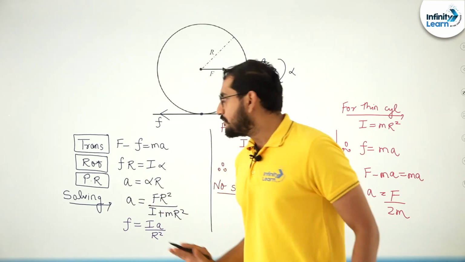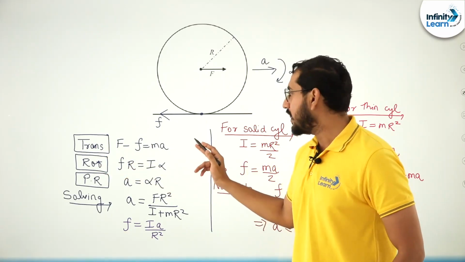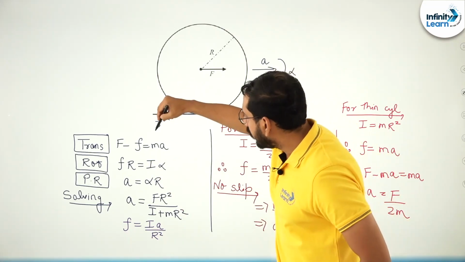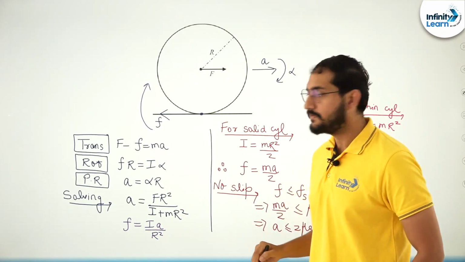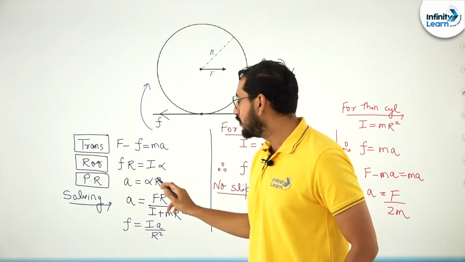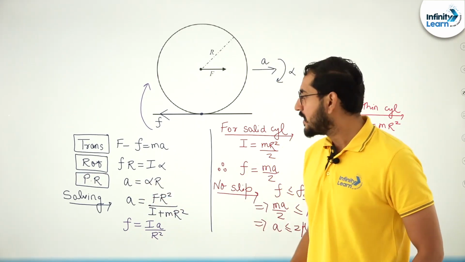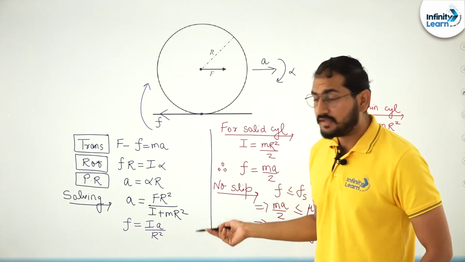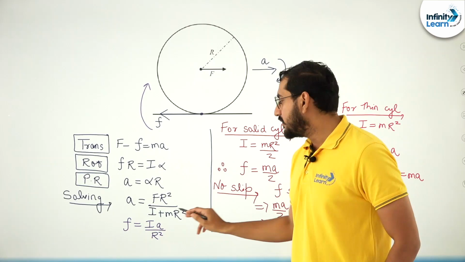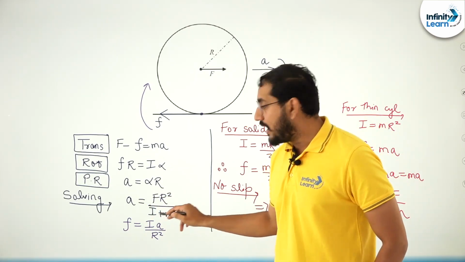I will write down three basic equations. One is based on the translational motion. Another equation is based on the rotational effects: the torque due to friction is in this direction, so f into R will be equal to I alpha. We also have to use the equation of pure rolling, so a will be equal to alpha R. After solving these three equations, we can see that the expression of a will be F r square divided by I plus M r square. So acceleration depends on the value of I.